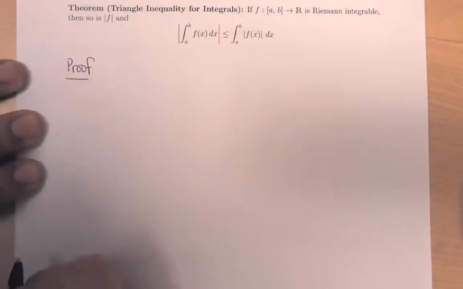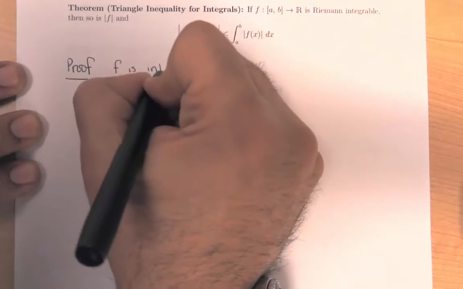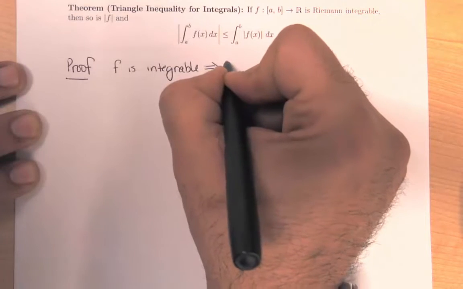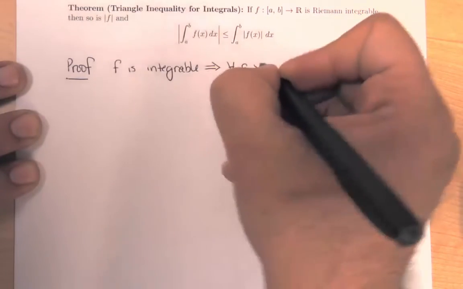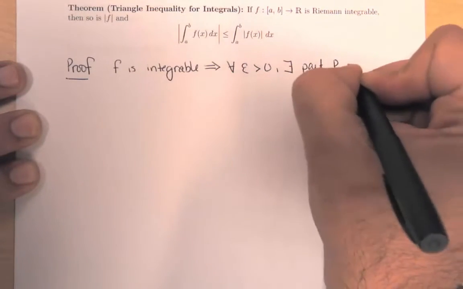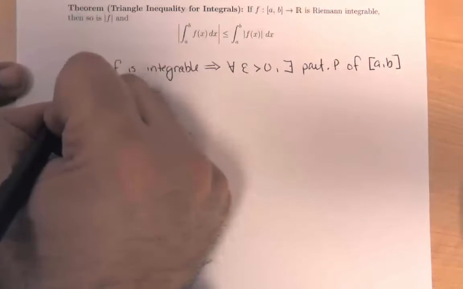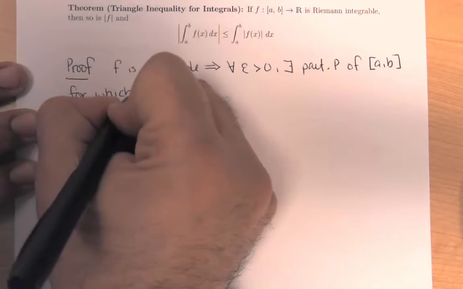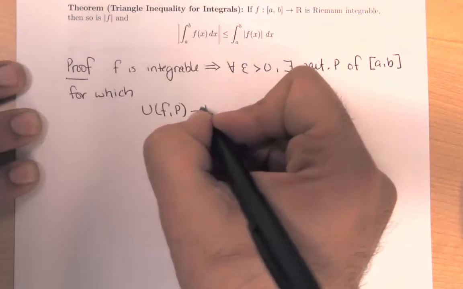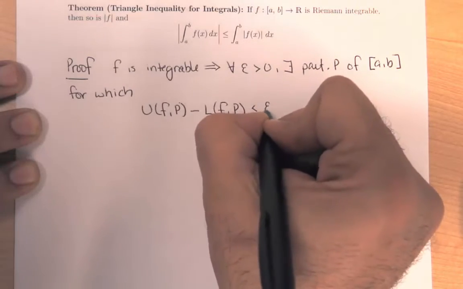Okay, so proof: f is integrable implies that for any epsilon greater than 0, there exists a partition P of A to B for which the upper sum minus the lower sum is less than epsilon.